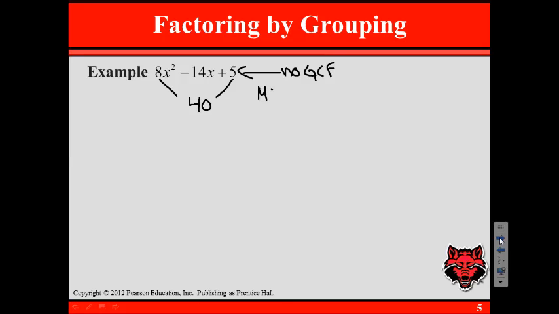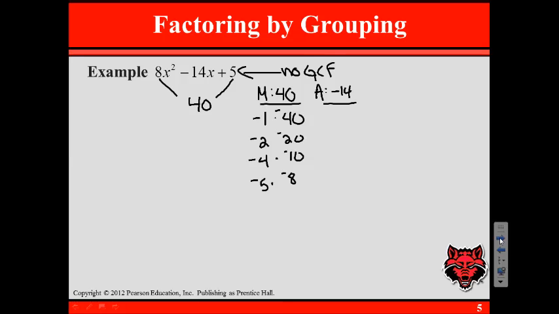So now we're looking for 2 numbers that will multiply to give us 40, but that will add together to give us negative 14. Remember, the only way that 2 numbers can multiply and be positive, but add and be negative, is if each of those numbers is a negative number. So we go through the factors of 40. I'm just going to write quickly: 1 and 40, 2 and 20, 4 and 10, and then we would have 5 and 8. And remember, we just said that each of these factors would have to be negative.